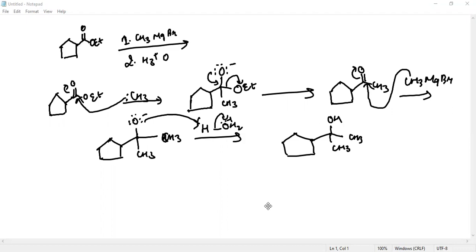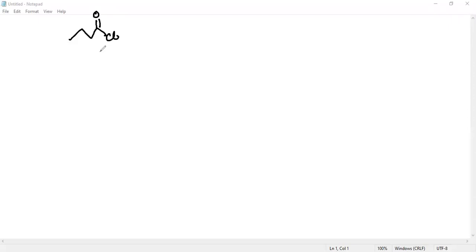Let's look into one more example. Let's say we have this acid chloride and we're going to react it with sodium borohydride. This is the first step, and in the second step we are going to protonate it with hydronium ion. Let's go into the mechanism and then write the final product.